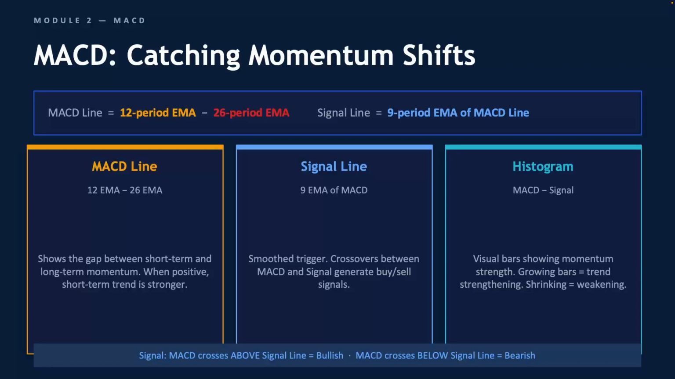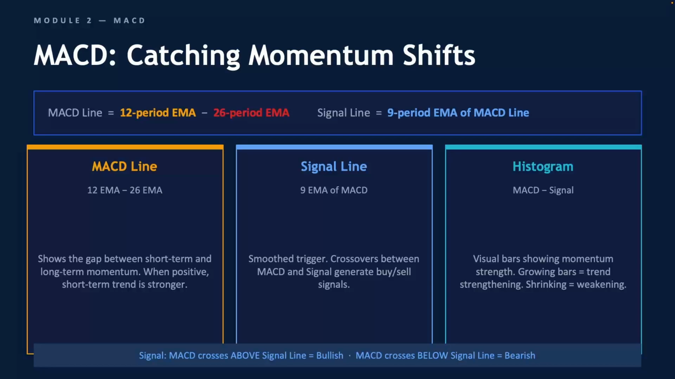The next is the moving average convergence divergence, pronounced MACD, one of the most widely used indicators in both traditional and crypto quant strategies. It tracks the relationship between two EMAs to identify momentum shifts.